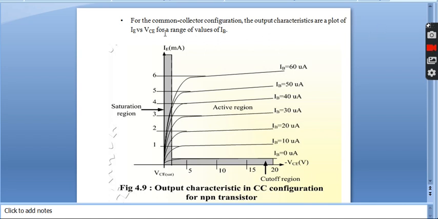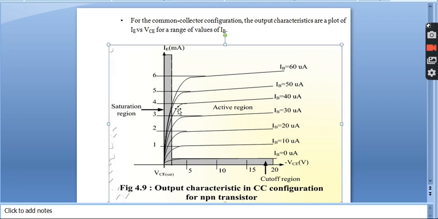This is the plot of IE versus VCE for a range of values of IB. That means we have to fix the values of IB for different values, IB equal to 0, 10, 20 and so on. Next, when we are changing the VCE, according to that the IE current will be changed. So these characteristics resemble the characteristics of the common emitter configuration.